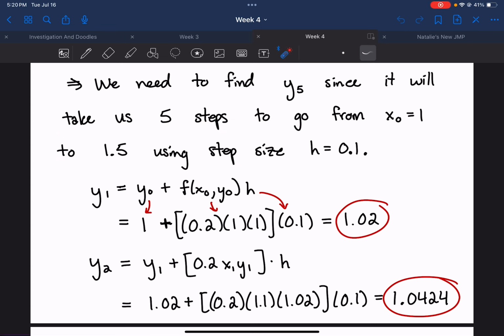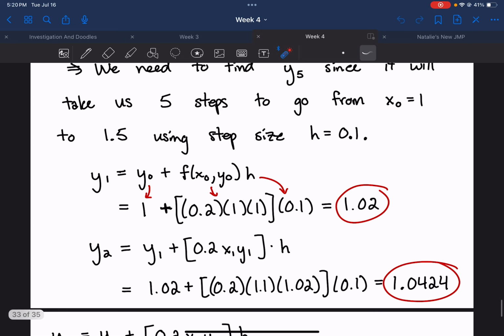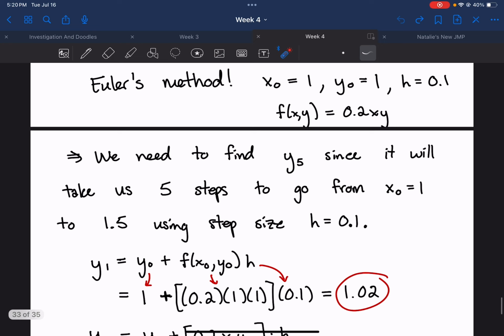So the first thing we do is calculate y1. And y1 should be, this is the same every single time, y0 plus f of x0, y0 times h. Every single time. And since I know f, x naught, y naught, and h, I can just plug in the values.